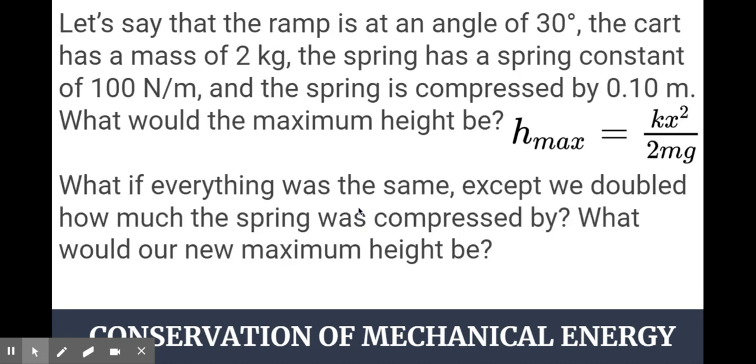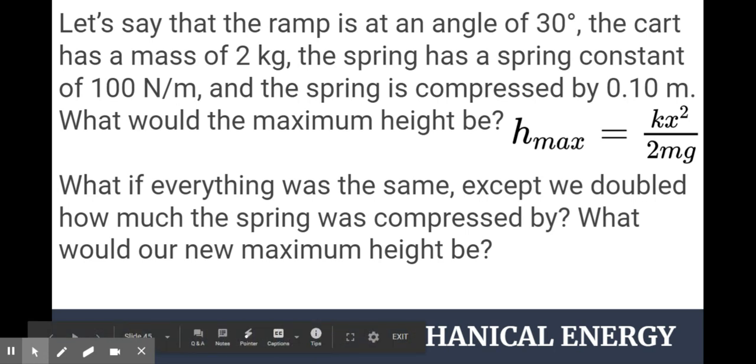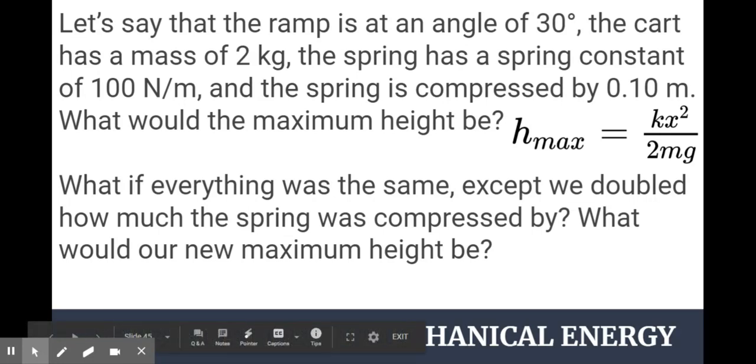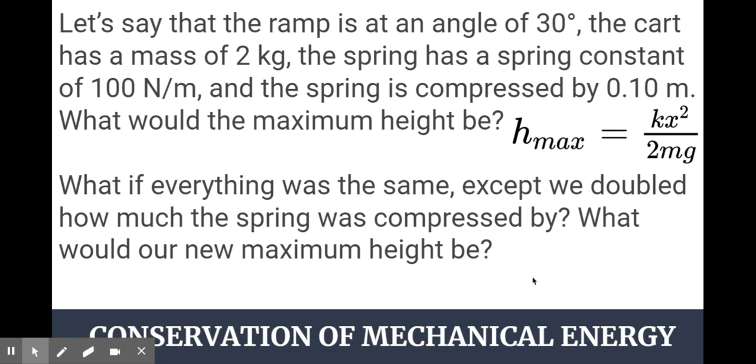That's all. So let's say that the ramp is at an angle of 30 degrees and the cart has a mass of 2 kilograms. The spring has a spring constant of 100 Newton meters, and the spring is being compressed by 0.10 meters. Notice I'm in meters, not centimeters. What would the maximum height be? Well, under those conditions, I now have an equation that I derived, and so it's real easy. I just plug everything into my equation and I get an answer. You should get 0.025 meters, or if you want to express it in centimeters, 2.5 centimeters.